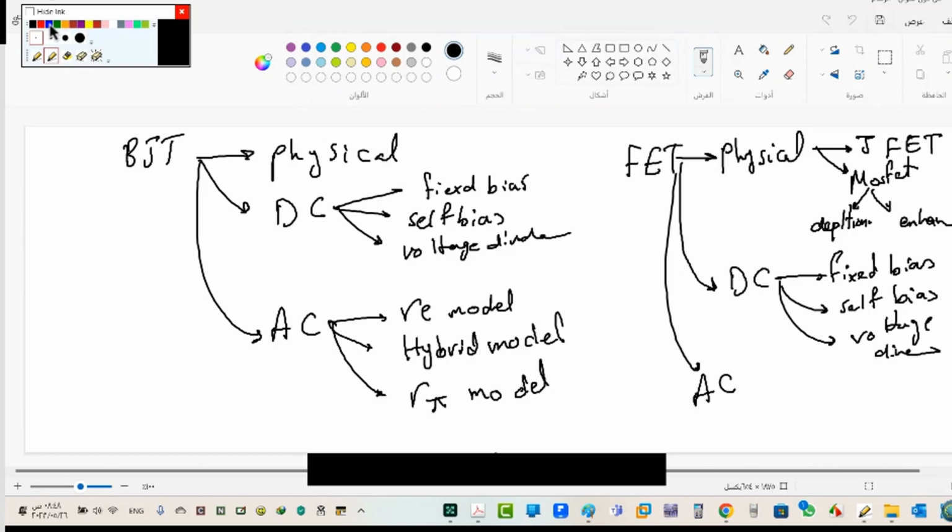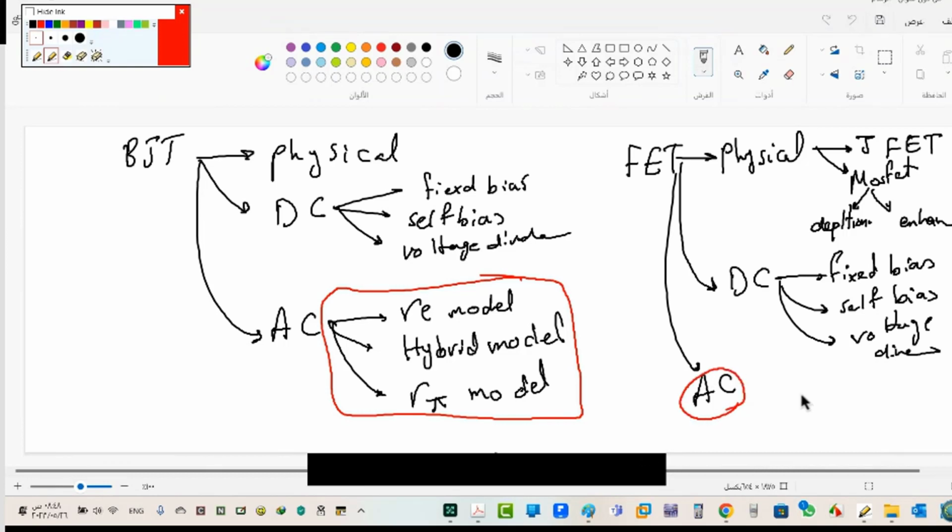As you see, if we make a comparison, for AC in BJT we have three models: re model, hybrid model, and r-pi model. So today we'll study the AC model, or gm model. Today we are here to finish the strip. We started with BJT, then we went to the FET. Today we're going to start gm.